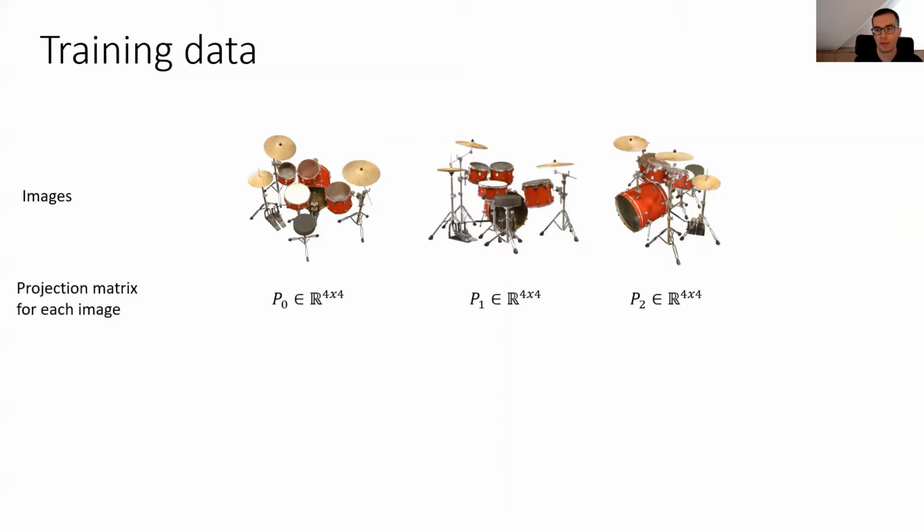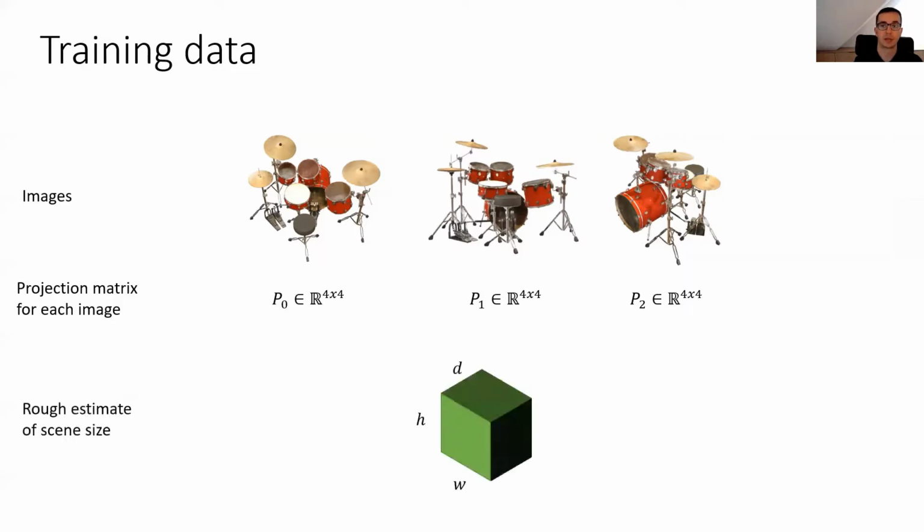Another thing you need is the projection matrix for each image. This projection matrix is a composition of the camera pose, so rotation and position of the camera, as well as the camera parameters, such as the focal length or the principal point. And lastly, you need a rough estimate of the scene size. Images can be obtained with the camera, and then the projection matrices and the estimate of the scene size can be obtained using off-the-shelf tools such as Metashape, Colmap, and others, some of them being free. So you can just take a few photos of a scene, get this data, and train your own NeRF for it if you want to.